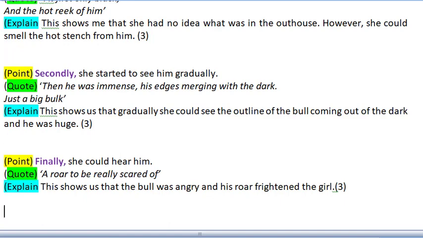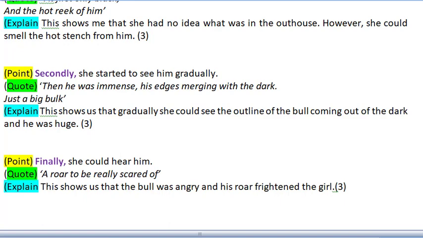Skip a line onto your final paragraph. Again, point, quote, explain. Point, starting with finally, linking words, finally. Finally, she could hear him. Quote, open quotation mark, a roar to be really scared of, close quotation mark. Explain yourself. This shows us that the bull was angry and his roar frightened the girl.